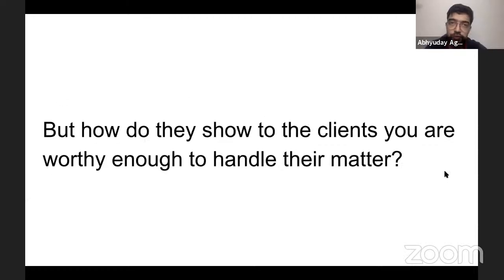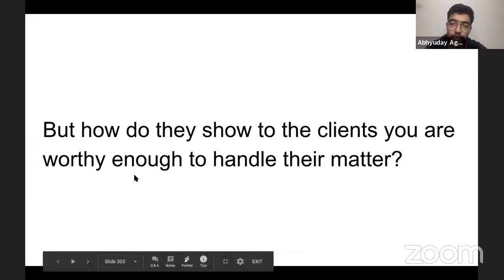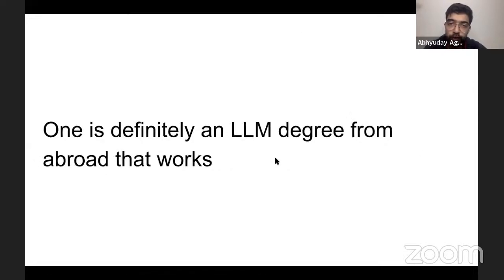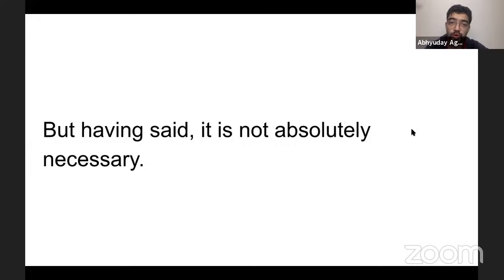This is the challenge here: how do they prove your ability to do the work? In Harvard LLM, they didn't teach you to do Supreme Court work. So this is basic credibility, but an LLB degree is also giving you basic credibility, right? So it's not absolutely necessary.